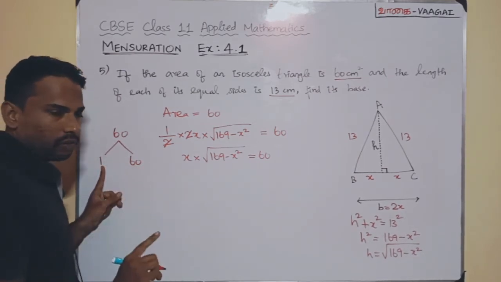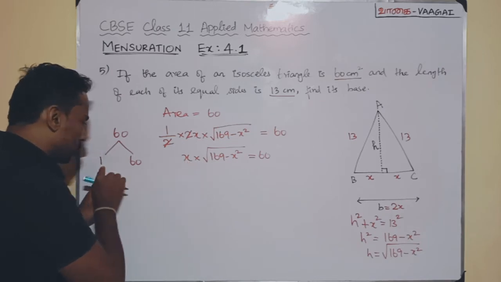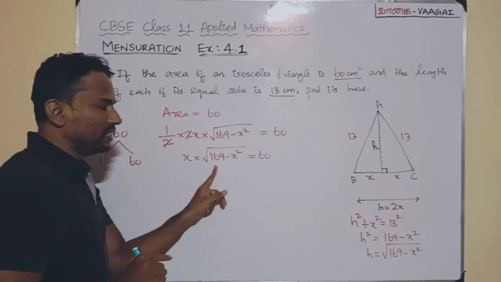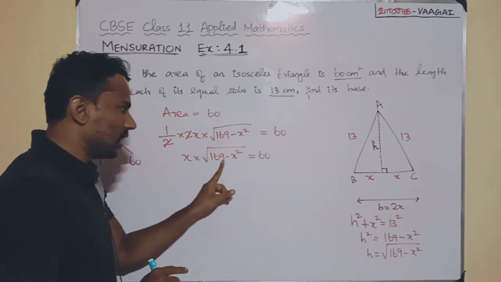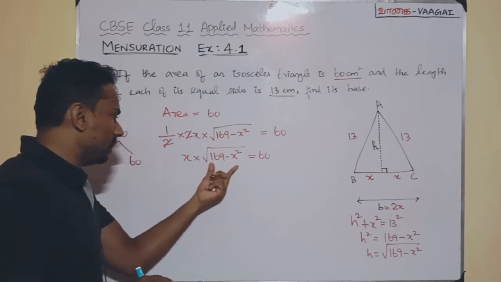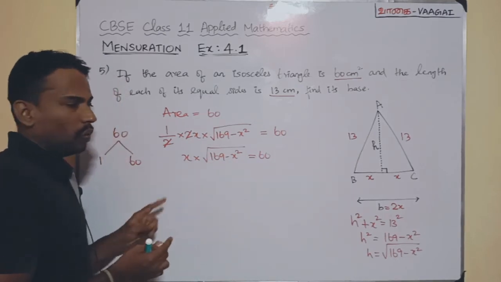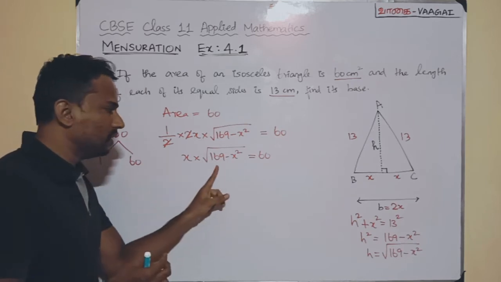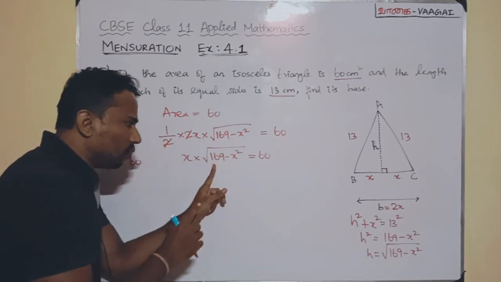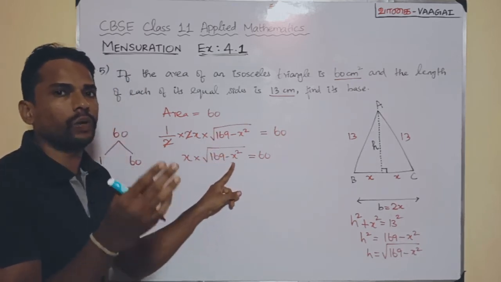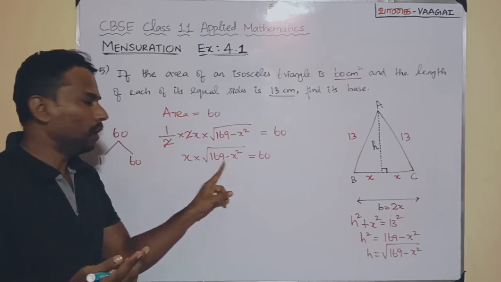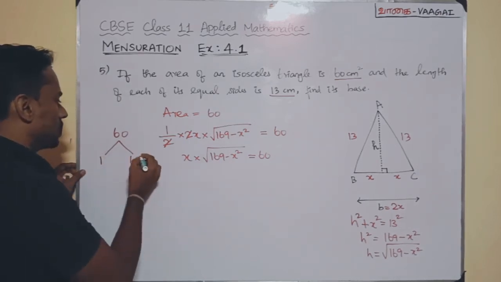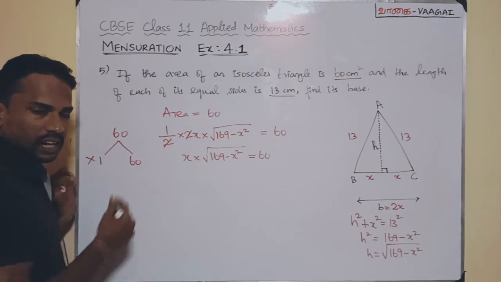Okay, listen very carefully to what I'm doing. Just take x as 1 and check whether the expression square root of 169 minus x square is 60. Is it possible? No. When you take x as 1, this expression will give you square root of 169 minus 1 square, which is square root of 168, which will not be equal to 60. So that means this is not the correct pair. We can reject this.